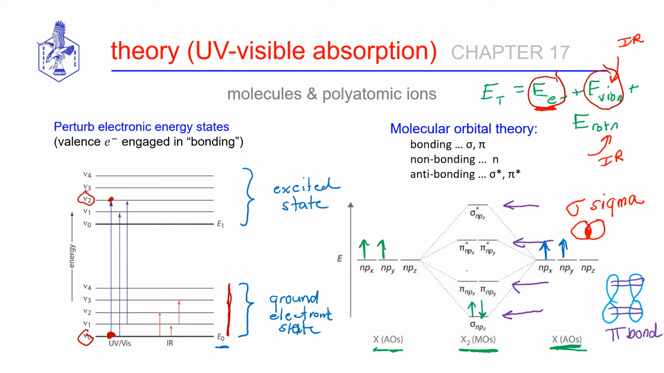1, 2, 3, 4, following Hund's rule. So we have electrons sitting in different energy states, and we can excite, for instance, any one of these electrons to any of these other energy states. I could excite these electrons to that state or that state, and so we have sigma bonding to pi anti-bonding, sigma bonding to sigma anti-bonding, and so on and so forth.